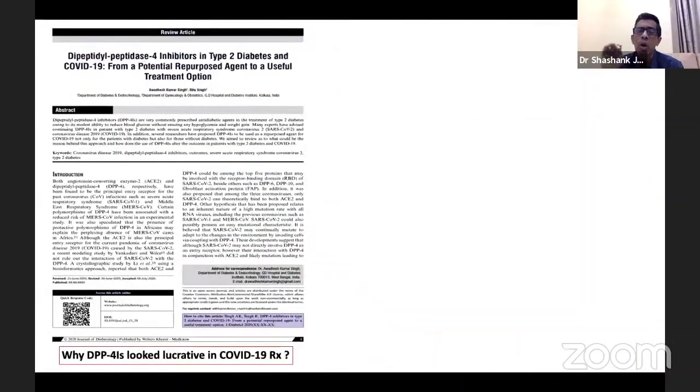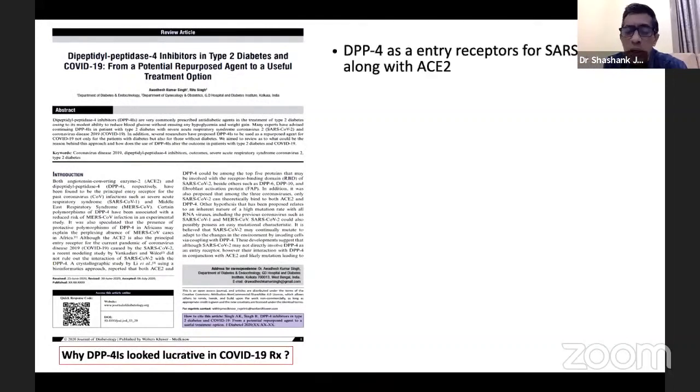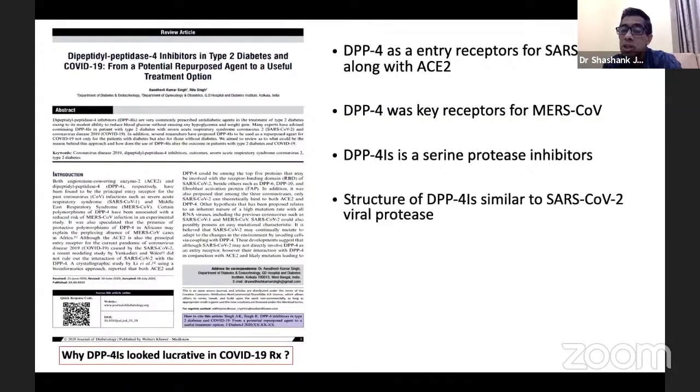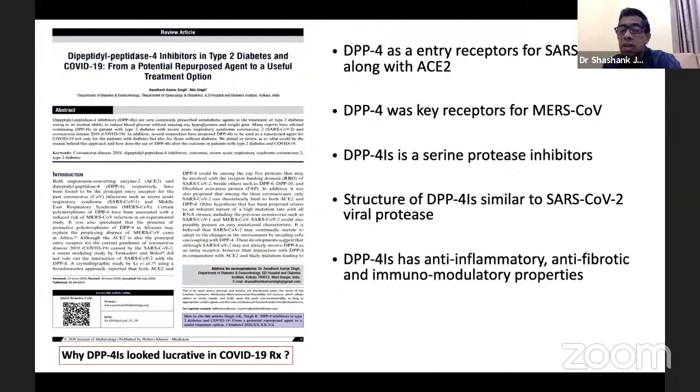But is there a role for gliptins? DPP4 looks like an appropriate treatment approach, because we know DPP4 is the entry receptor, like the ACE2 receptor. It was a key receptor during the MERS pandemic. It is a serine protease enzyme itself. It is similar to the viral protease, so it is very much mimicking the viral protease.